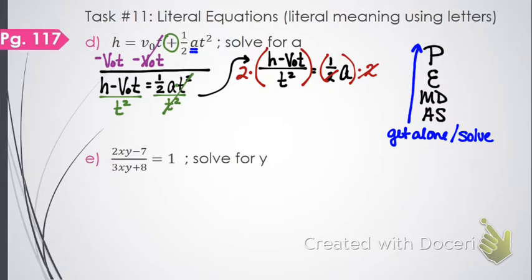So a, the acceleration, is equal to 2 times the quotient of the height minus the initial velocity times time, divided by time squared. It's okay to just look at it as a bunch of letters, but that's what all of those pieces are representing.